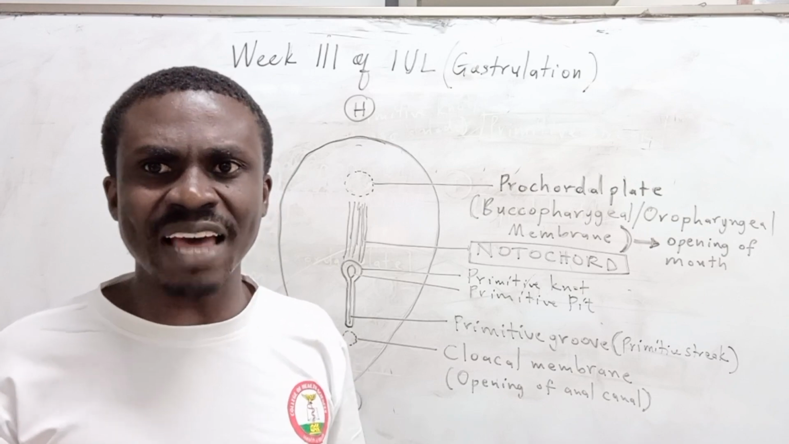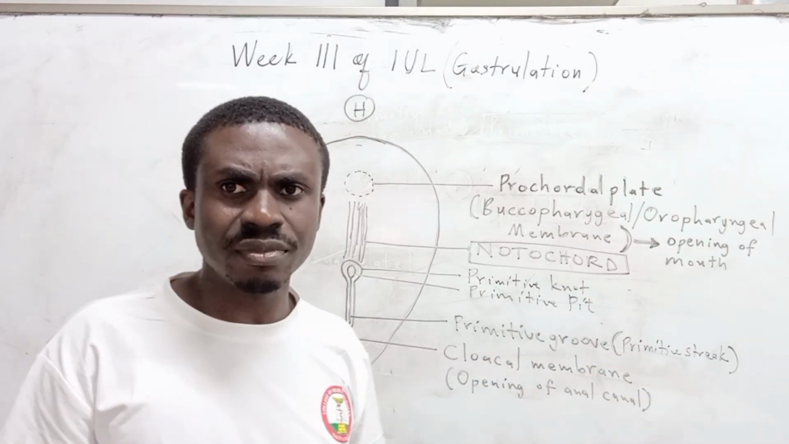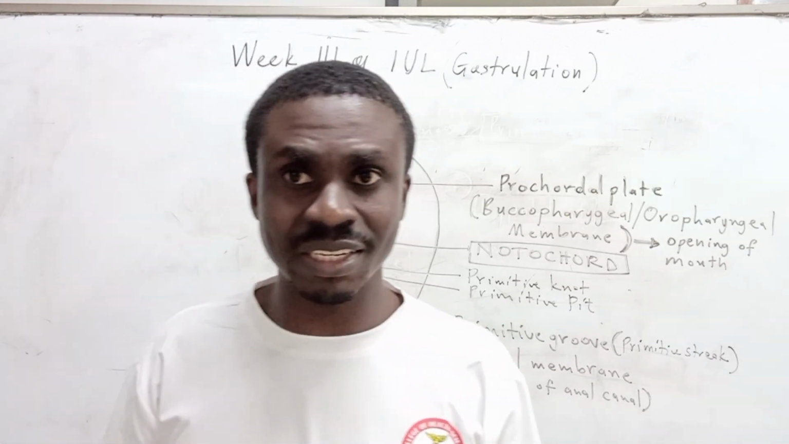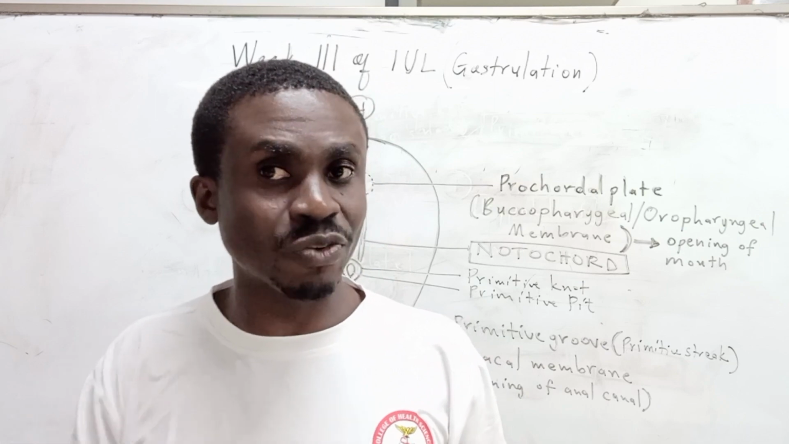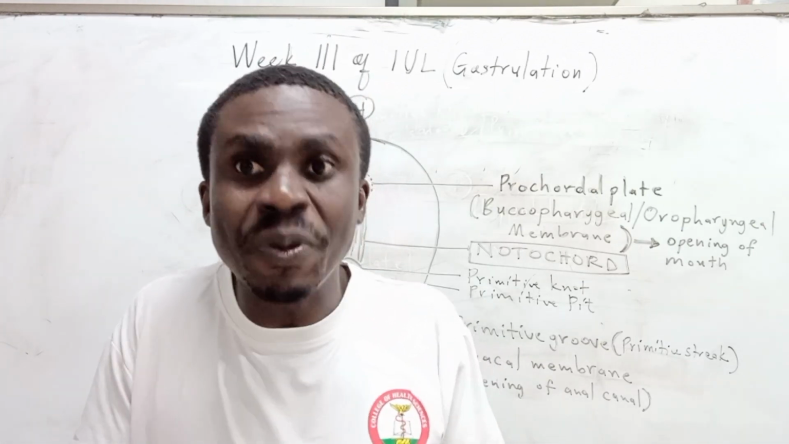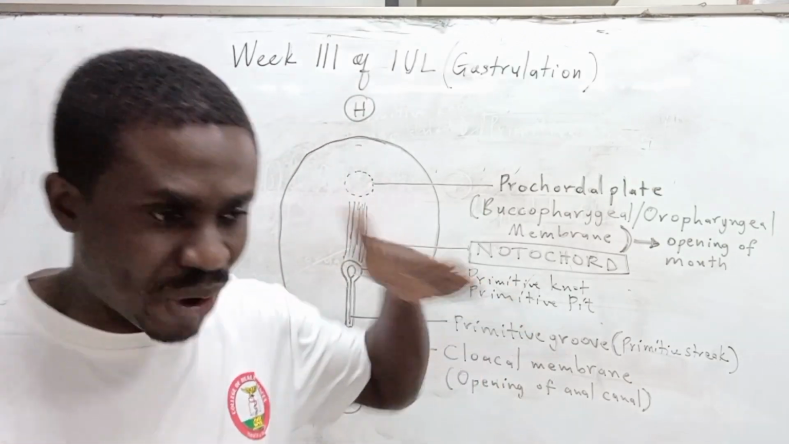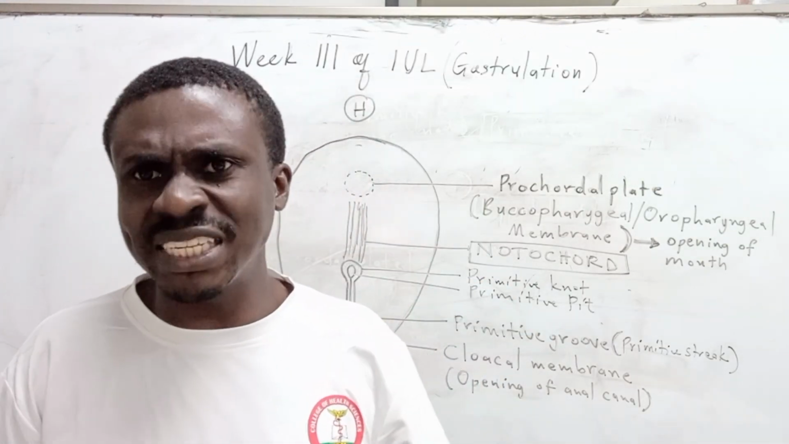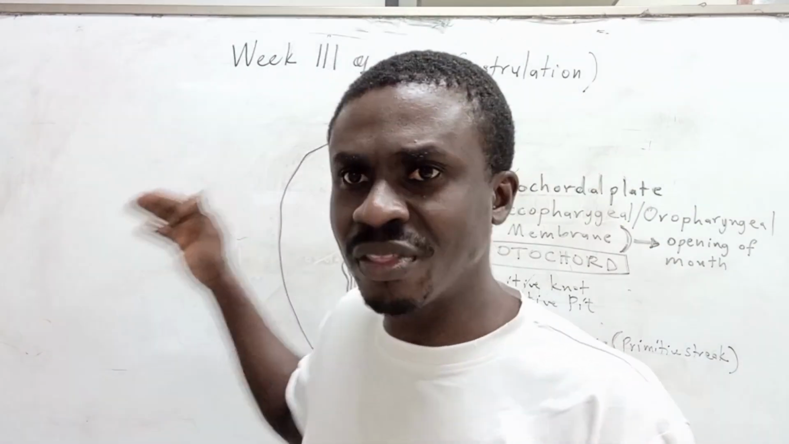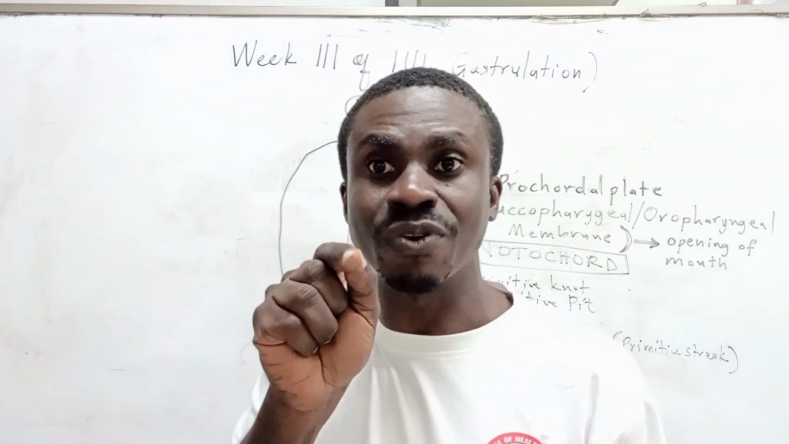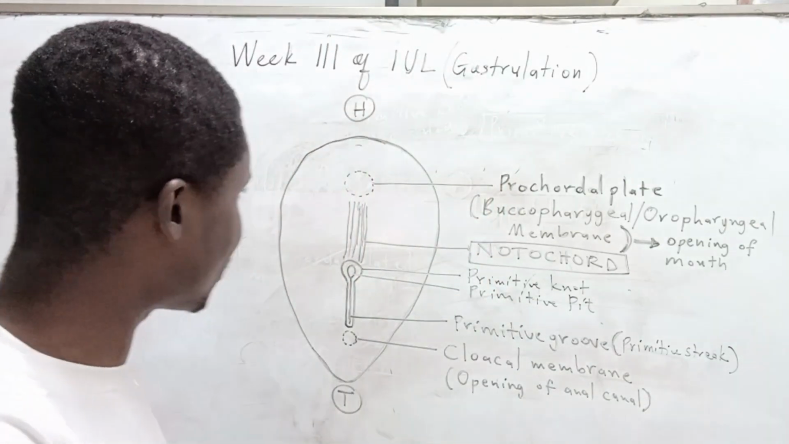So we can say that, yes, although it is coming from the primitive knot, which comes from the primitive streak, which comes from cells of the epiblast, and epiblast cells are primitive ectoderm, for this reason you can say it's an ectodermal structure running through the mesoderm. Or you can also say it is a mesodermal structure, because at the end of the day, all three germ layers will be coming from cells of the epiblast. That's what I want you to know.